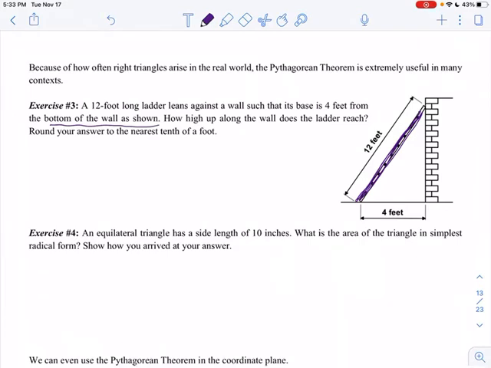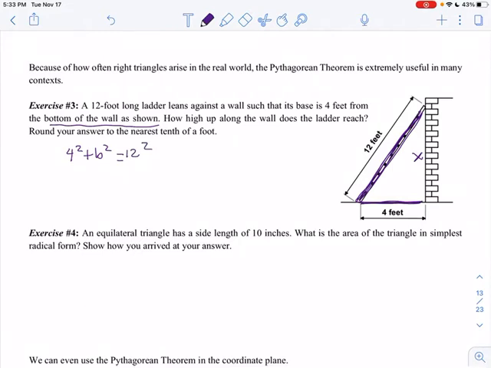The picture's here, but sometimes you're going to have to draw your own picture. So basically, this side right here is 4. And then I want to know how high up the wall the ladder reaches. This is my x right here, or my b. So I'm using the Pythagorean theorem. 4 squared plus b squared equals 12 squared.